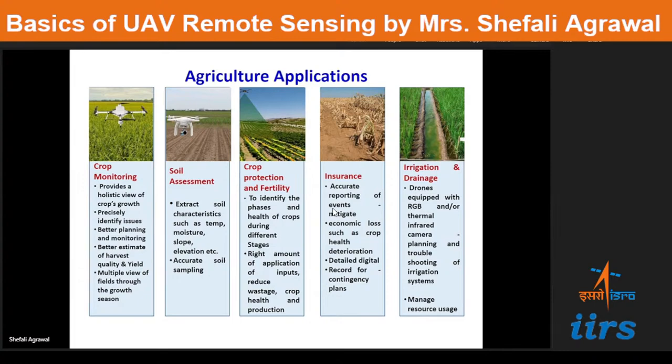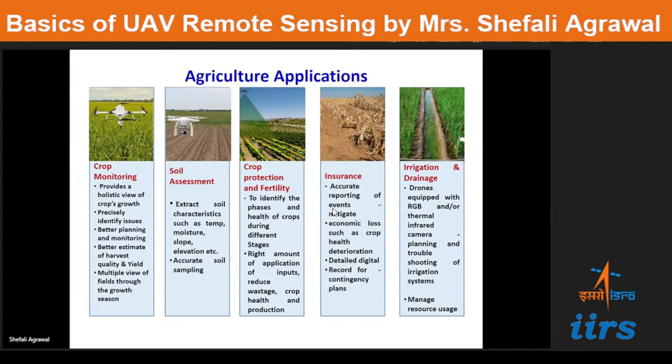So even the government is promoting the use of drones for insurance, crop insurance. So accurate reporting of events which can mitigate economic loss, such as crop health deterioration. So a detailed digital record for the contingency plan can be created.